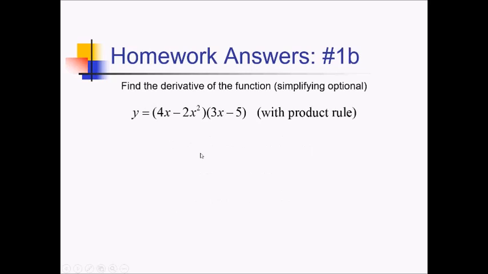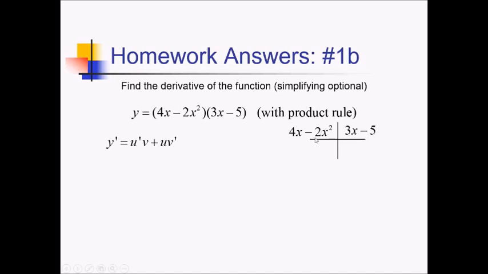Now I'm going to show you how to do this problem using the product rule, just in case you did that method. So I'm just going to write it out first, u prime v plus uv prime. And then let me set up my box and ribbon for this. So I've got u, that'll be my first factor here, 4x minus 2x squared. And then v over in this box, this is going to be 3x minus 5, the other factor.